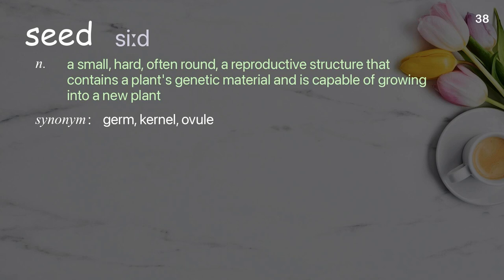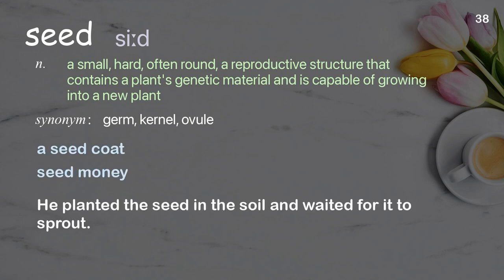Seed: a small, hard, often round reproductive structure that contains a plant's genetic material and is capable of growing into a new plant. Examples: a seed coat, seed money. He planted the seed in the soil and waited for it to sprout.